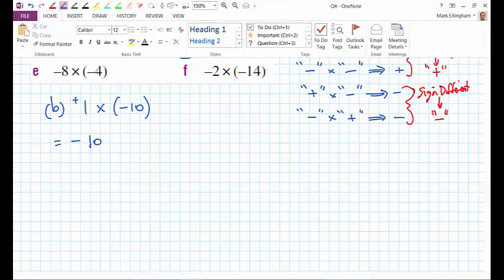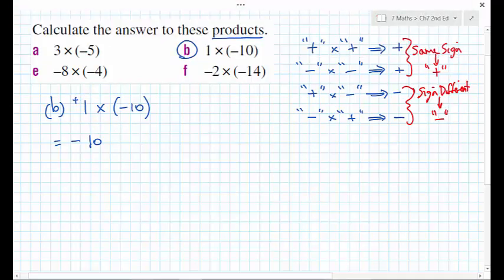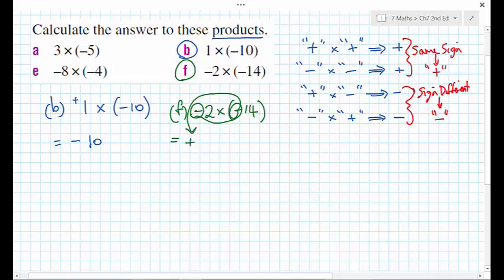So let's have a quick look here at how this works for F. -2 times -14. Again, what I do is I determine my sign first. A negative times a negative will give me a positive answer. And then what I do is 2 times 14 to give me 28. So the answer is positive 28.